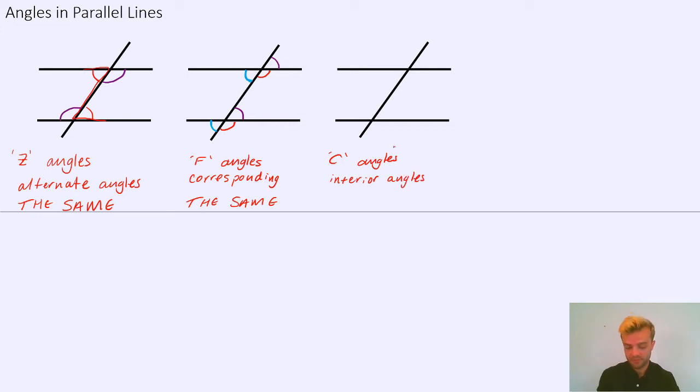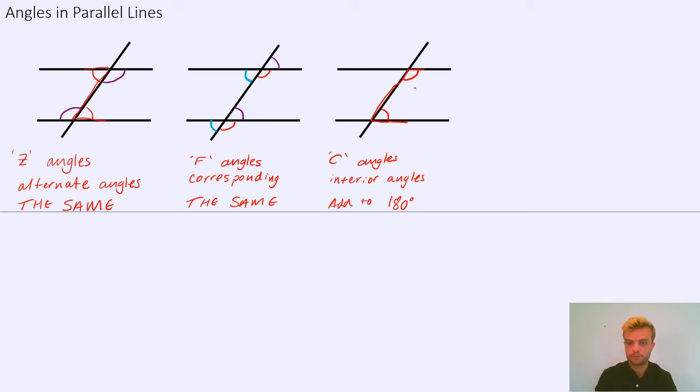And the rule's different for this one, they're not the same. But let's look at how they look. Here is my sort of C shape. You see that this part of my parallel lines makes a kind of C. And we can see that those angles aren't the same. The rule is they add to 180. They add up to 180 degrees. So if I told you that one of them is 80, the other one's 100.